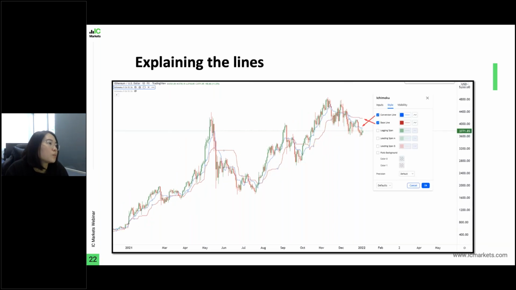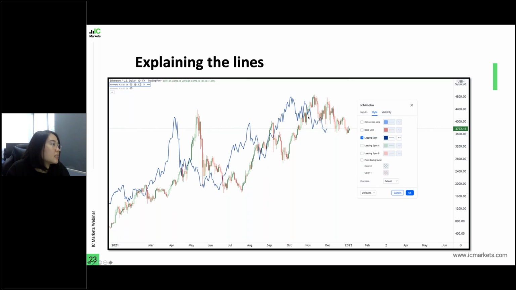Oh, sorry, the red one is actually the baseline. The conversion line is the blue one. I remember by the colors, not the names. So I always remember if blue is below red, downtrend; blue is above red, uptrend. But these are all the names: conversion line is the blue line, baseline is the red line. Lagging span is this green line, sorry, blue line.